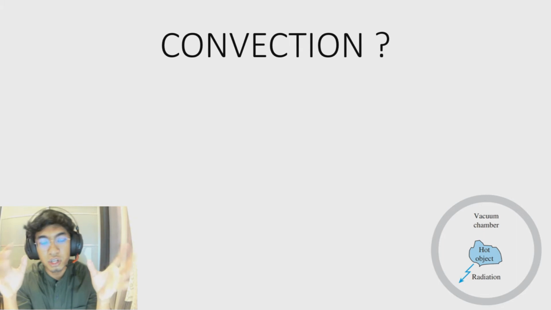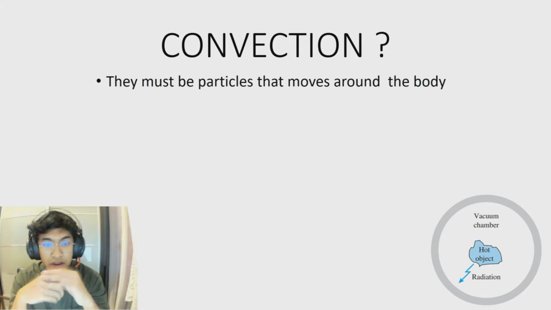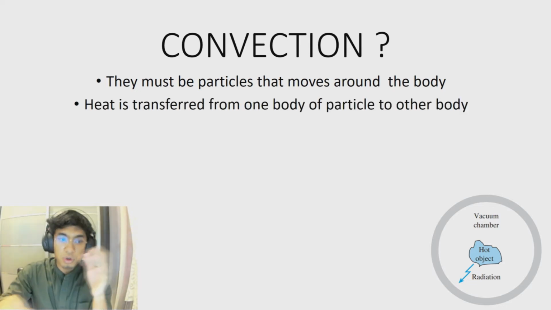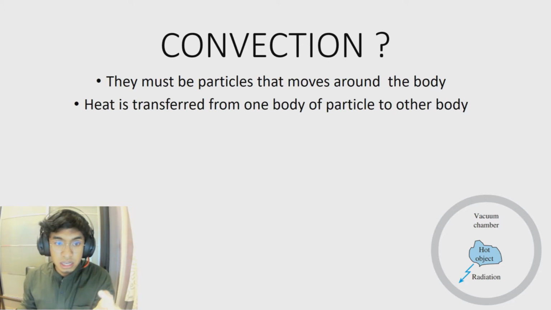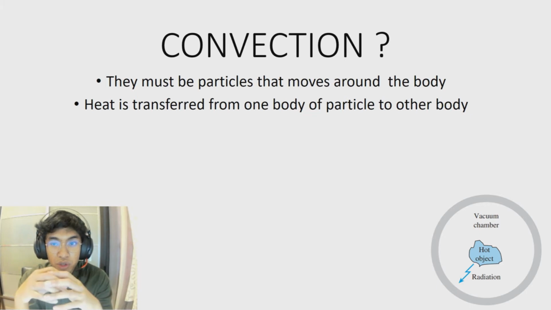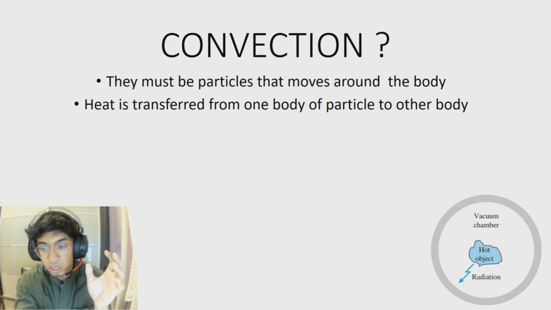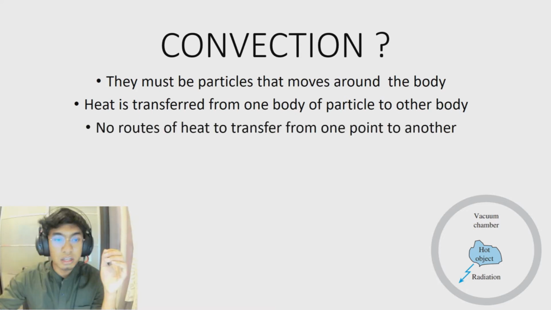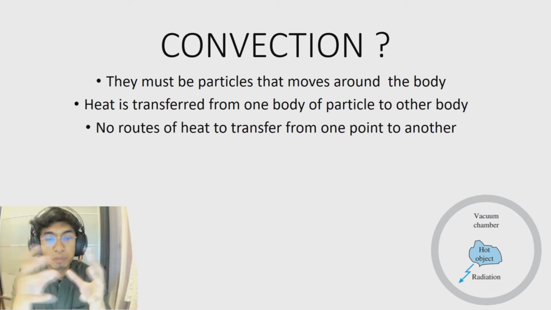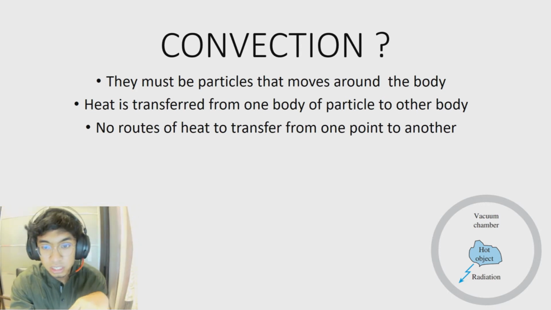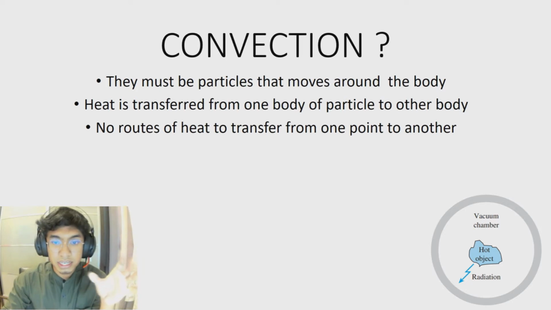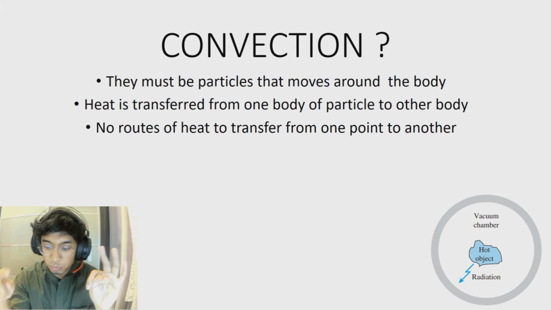Next, why is it not called convection? This is because for convection there must also be a particle or molecule around the hot object. For convection to occur, the particles around the body transfer the heat from one particle to another. Let's say the hot object wants to heat up the wall around it. There must be a particle around the hot object to transfer the heat to the circular wall. When there is no particle, there will be no route of heat transfer from one point, the hot object, to another point, the wall of the vacuum chamber. So that's the reason why it is not conduction or convection, and we consider it as radiation.